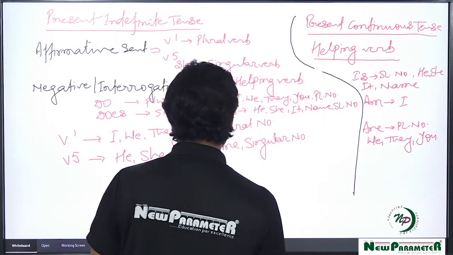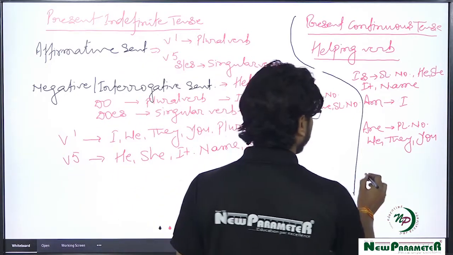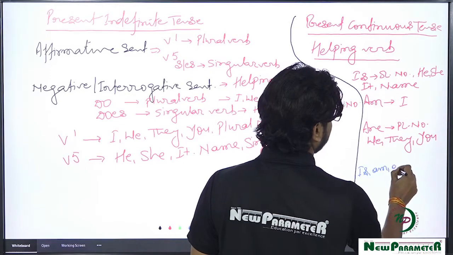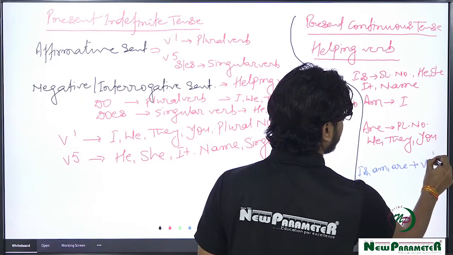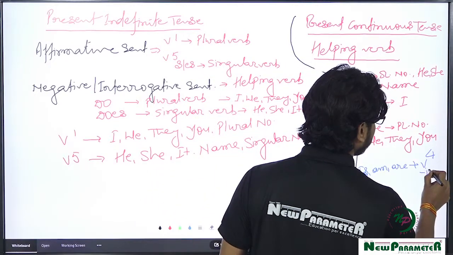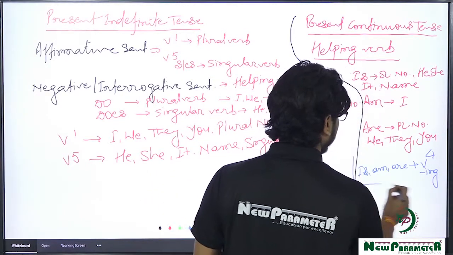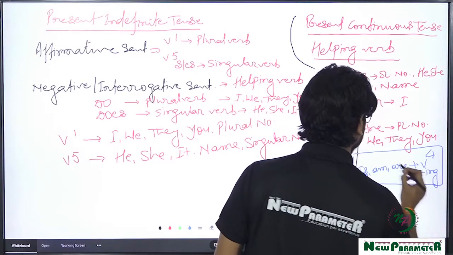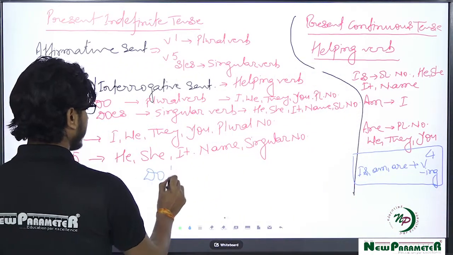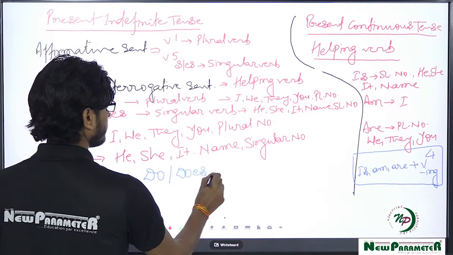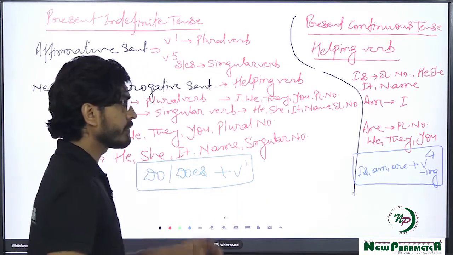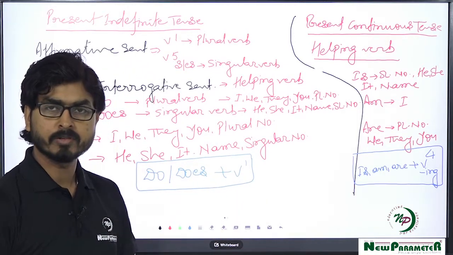See one thing, whenever we use is, am, are, we use only V4. What is V4? The ing form of a verb. Okay, you have to keep it in your mind. And whenever we use do, does in present indefinite tense, we use only the first form of the verb. So these are basically the structure of present indefinite and present continuous tense.